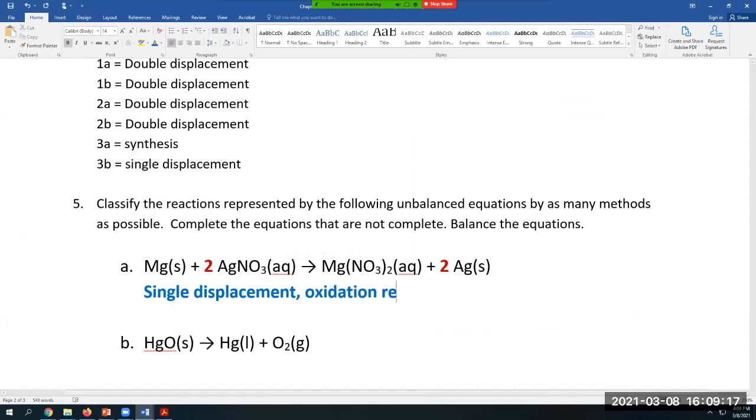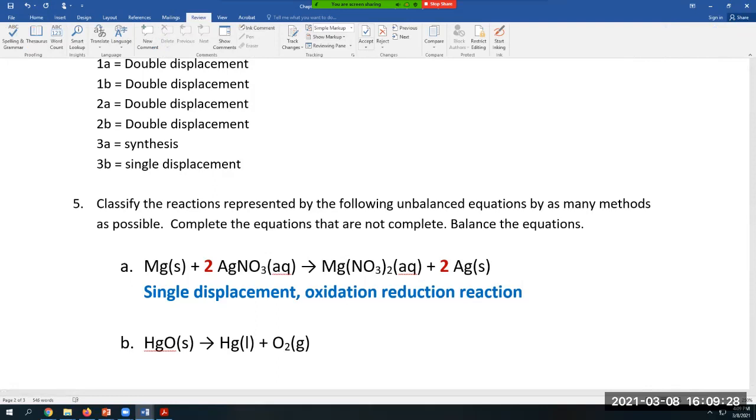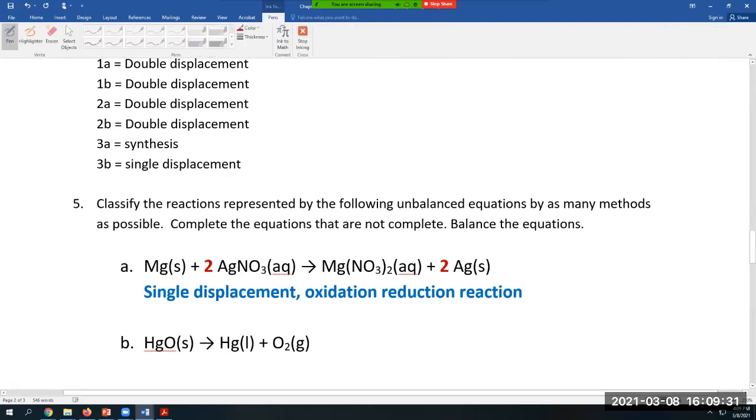Let's verify by seeing if indeed the oxidation state changes from left to right. We have magnesium on the left as elemental magnesium, solid metal, so that's an oxidation state of 0. We can say the same of silver on the right side. It's the oxidation state of 0 for silver. Nitrate, notice how nitrate stays the same from left to right. So we know that nitrate is not reduced or oxidized.